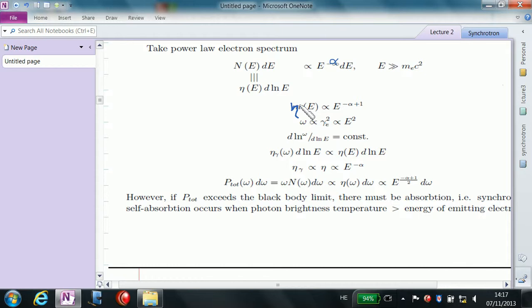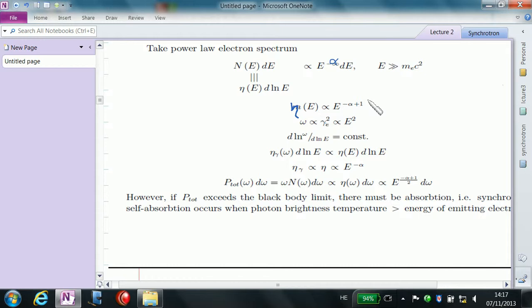Now, if N of V dE is proportional to e to the minus 2, then the number of electrons per unit logarithm of energy is e to the minus 1. That's all. So minus alpha plus 1 would be minus 1 instead of minus 2. Now, each one is radiating at a rate that's proportional to e squared.